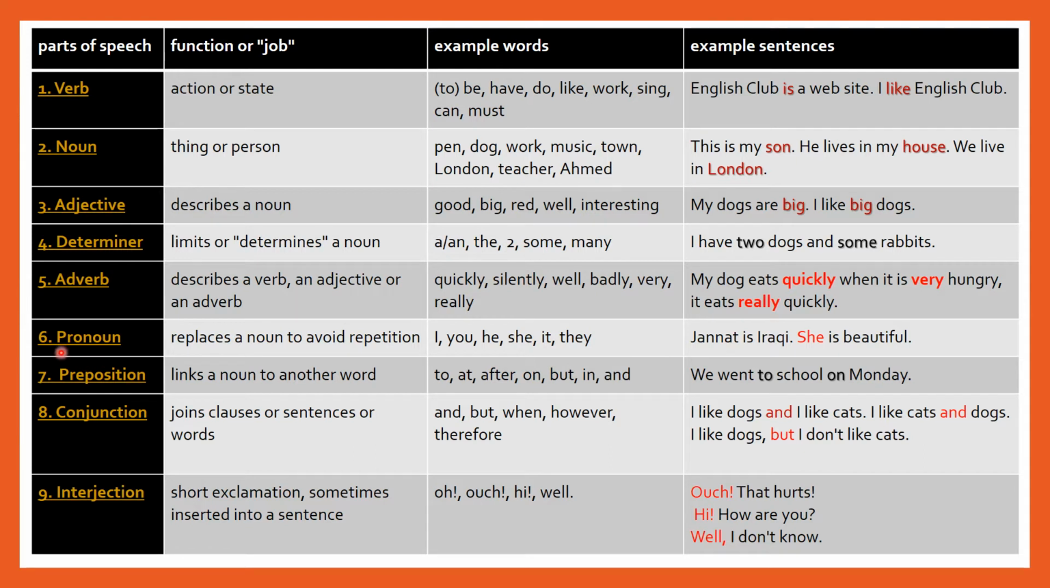The sixth part of speech is pronoun. Pronoun replaces a noun to avoid repetition of the noun. Example words: I, you, he, she, it, they. Example sentences: Jannat is Iraqi. She is beautiful. We use she instead of the female name Jannat to avoid repetition of writing Jannat in the other sentence.